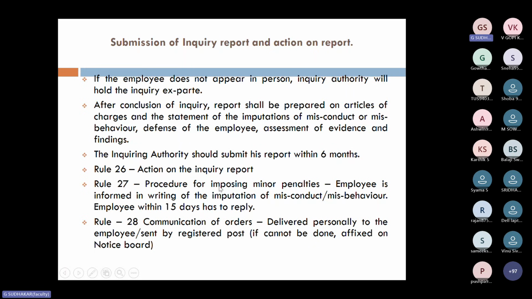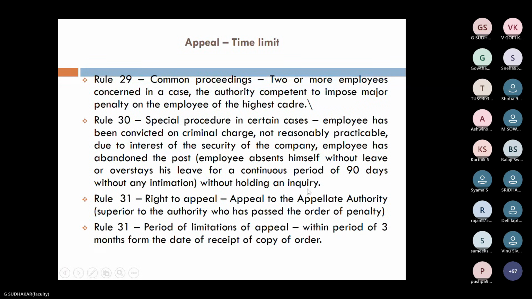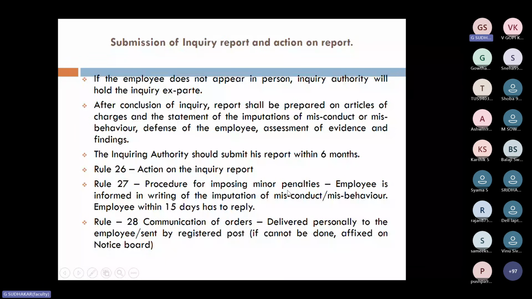Then 27, procedure for imposing major penalty. The employee is informed in writing of the imputation of misconduct, misbehavior. The employee has to reply within 15 days. Communication of orders is delivered personally to the employee.